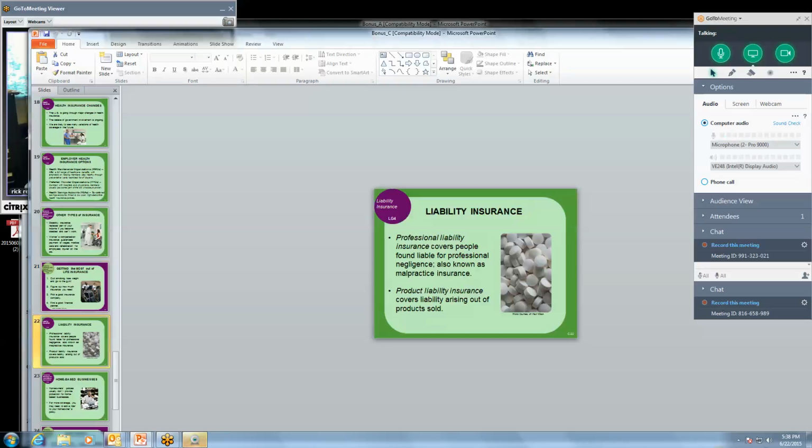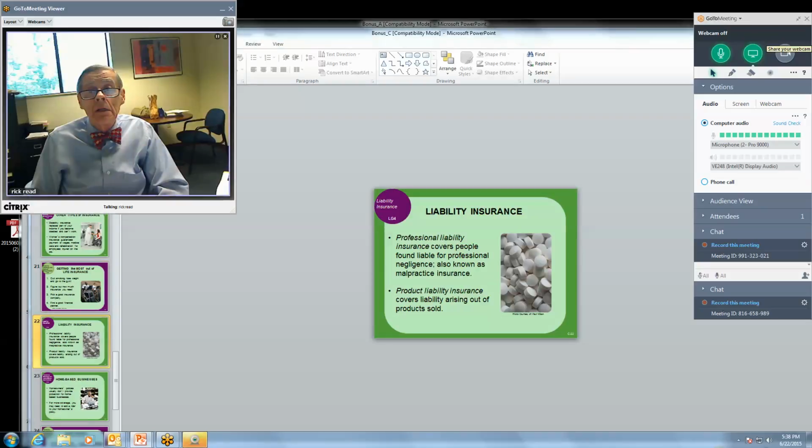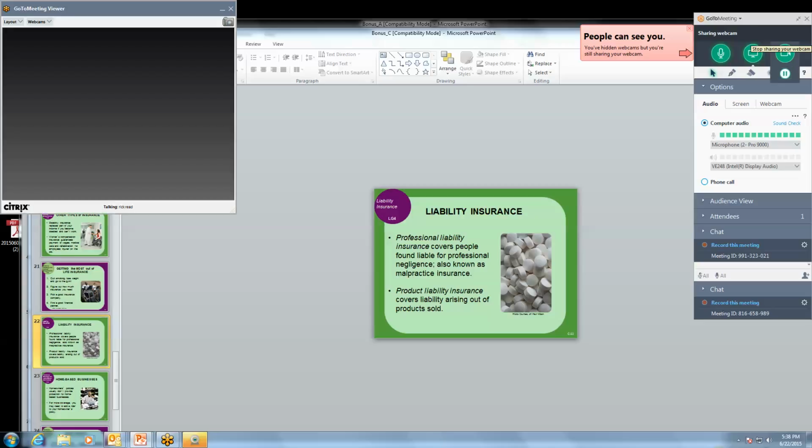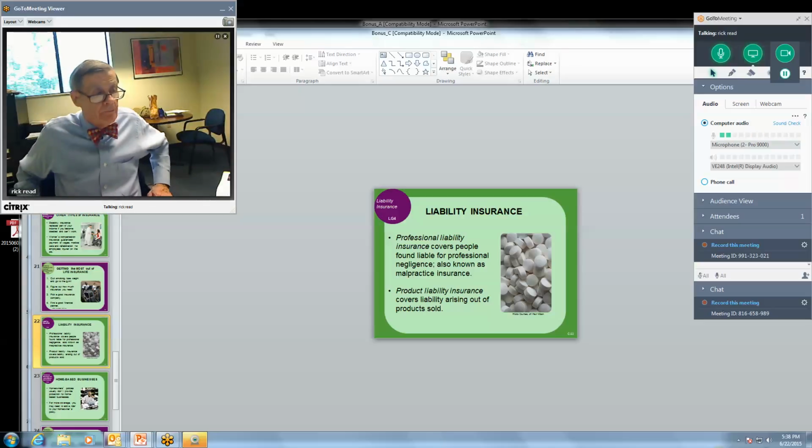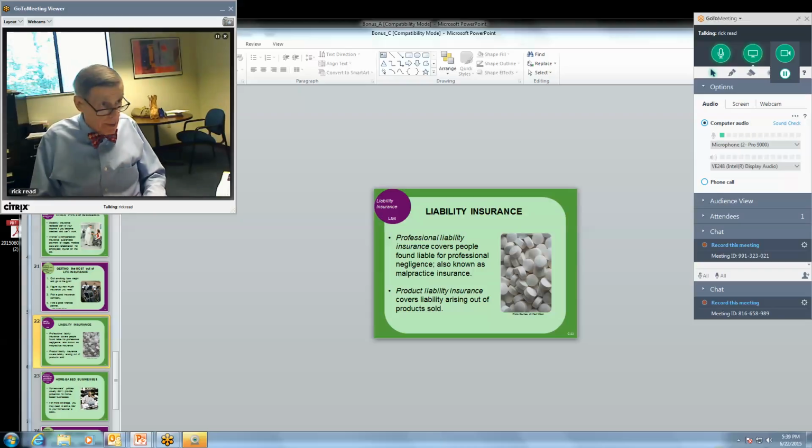Liability insurance is exactly what it says. This is insuring someone against, in one case, product liability, or in another case, professional liability. Professional liability, we see that happen a lot with people in medical professions, physicians, dentists, etc., being sued for what is considered to be negligence. And so they buy insurance.